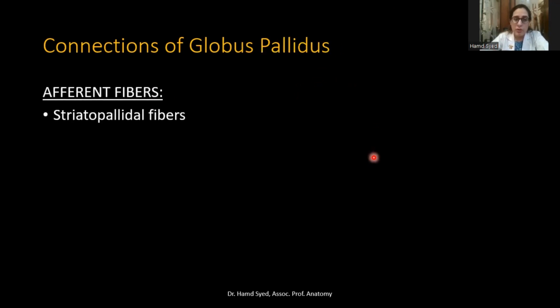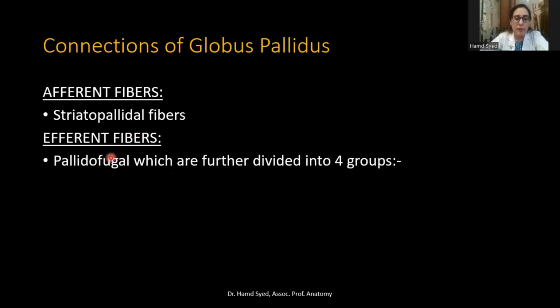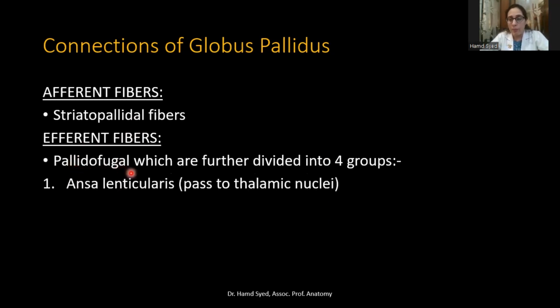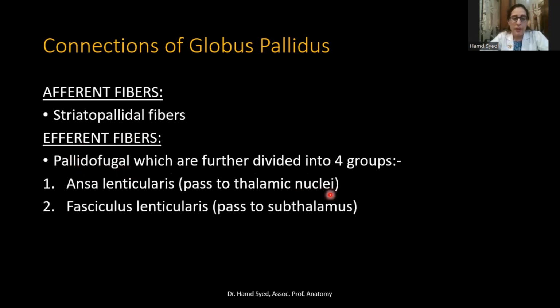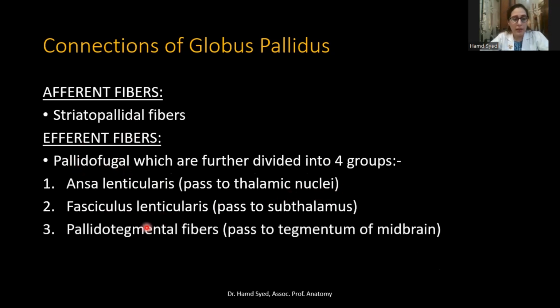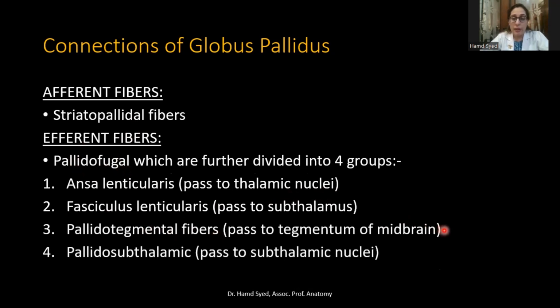Globus pallidus connections: the afferent ones are striatopallidal fibers, that is, they are coming from the striatum. And the efferent fibers which leave the globus pallidus are known as pallidofugal, and they're further subdivided into 4 groups. One is ansa lenticularis, which passes to the thalamic nuclei. Then the fasciculus lenticularis, which passes to the subthalamus. Pallidotegmental fibers, which pass to tegmentum of midbrain. And the pallidosubthalamic, which also pass to subthalamic nuclei.